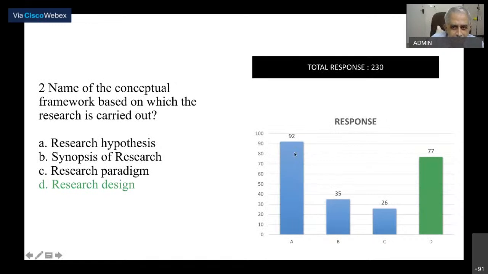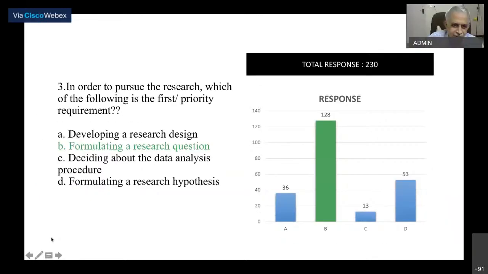Next. Sir, the wrong answer is 92 plus 35 plus 26. So almost 150 plus people, and 77 have only given correct answers. Yes, so research design is the most important.